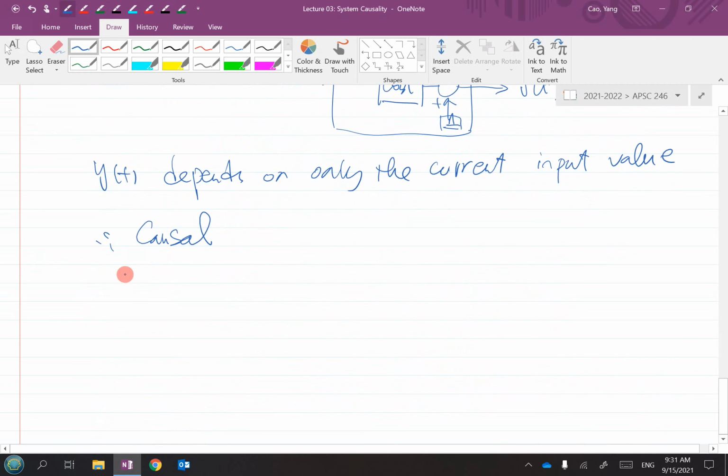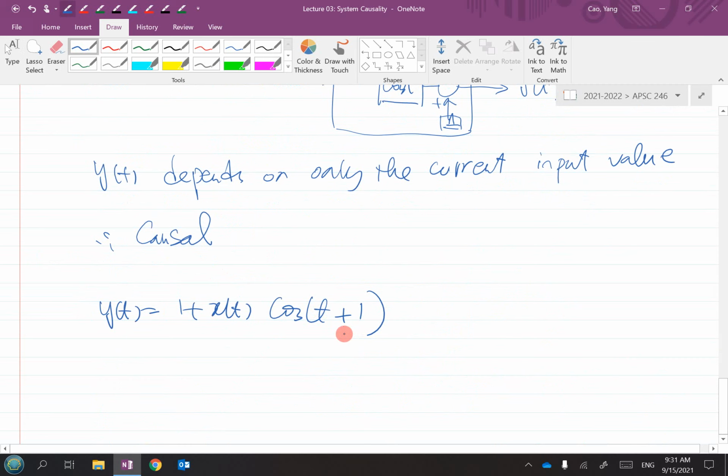A slightly varied version of this question. Let's see, if I change the question to 1 plus x of t times cosine t plus 1. Let me change this to x of t times cosine t plus 1. So this is the difference here. Now let me ask the same question. Anybody tell me, is this still a causal system, or does it become a non-causal system?